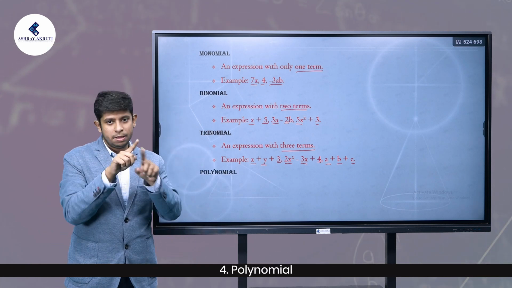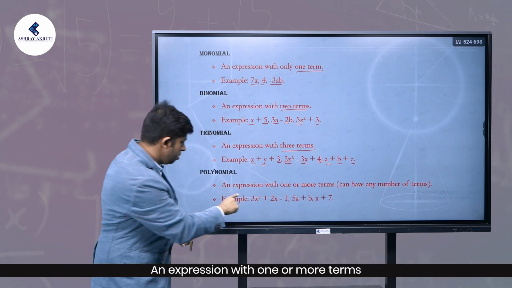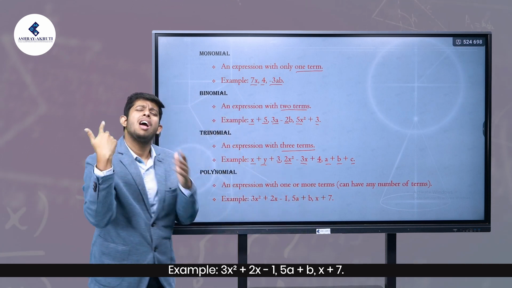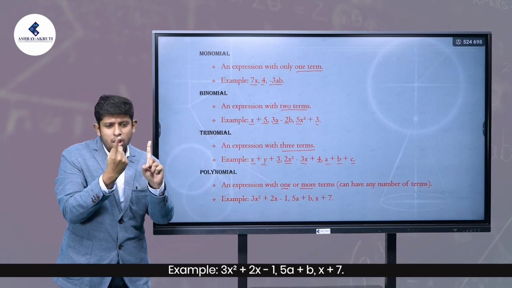Fourth one, polynomial. An expression with one or more terms. Can have any number of terms. Example, 3x square plus 2x minus 1, comma 5a plus b, comma x plus 7.